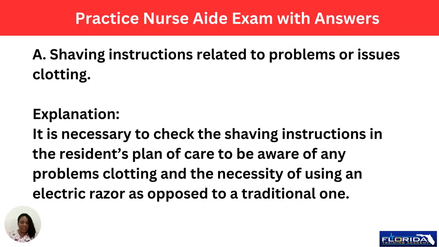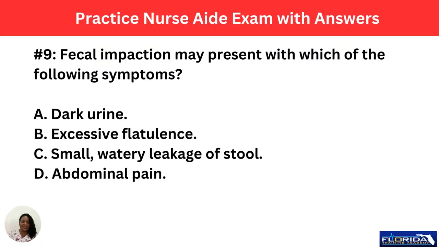And it is A. You want to find out about the shaving instructions because it may say only use an electric razor, especially if a patient could be on blood thinners or they could be on the aspirin. And here's the explanation. It's necessary to check the shaving instructions in the resident's plan of care to be aware of any problems clotting and the necessity of using an electric razor as opposed to a traditional one. So when in doubt, ask your nurse if it's not in the care plan.